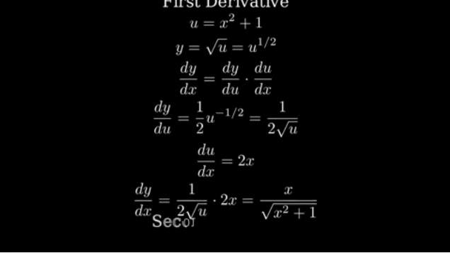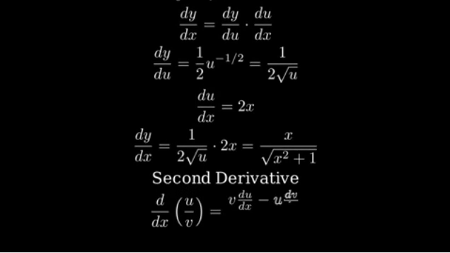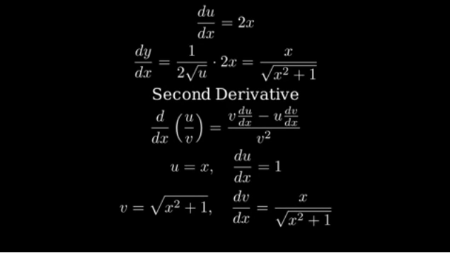Moving on to the second derivative, we need to differentiate our result. For the first derivative, we'll use the quotient rule for this. Let's define u as x and v as the square root of x squared plus 1. The derivative of u with respect to x is simply 1. The derivative of v with respect to x is x over the square root of x squared plus 1.